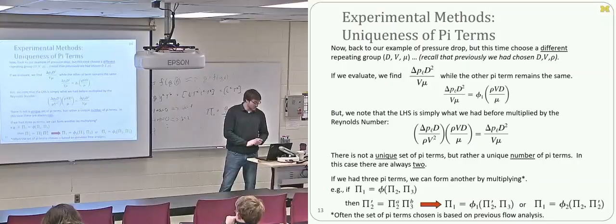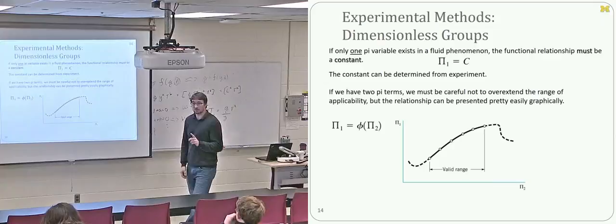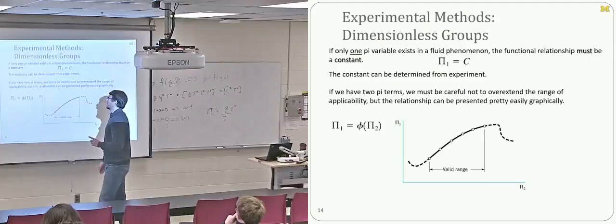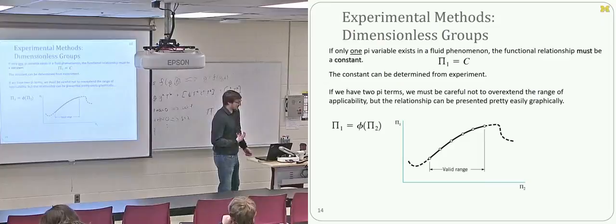As I mentioned before, if there's only one pi variable that exists, or if we only have one pi term, that means it has to be a constant. So we can determine that constant from running just as many experiments as it requires to get good confidence that we figured out what that constant is.